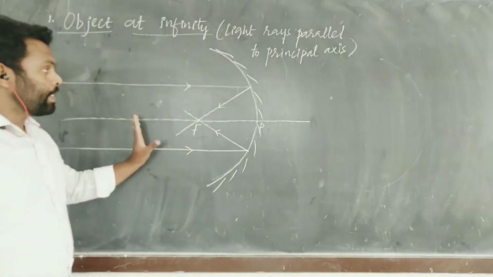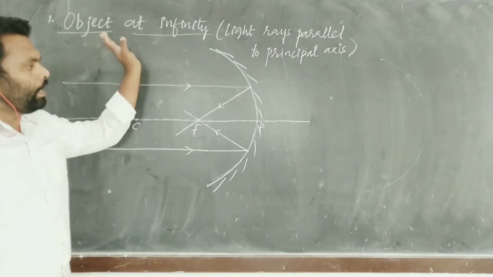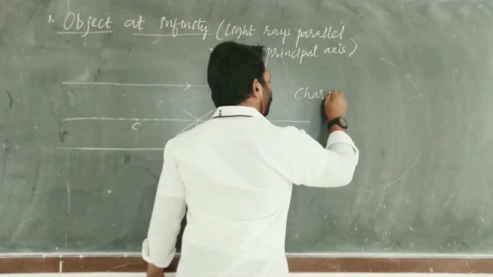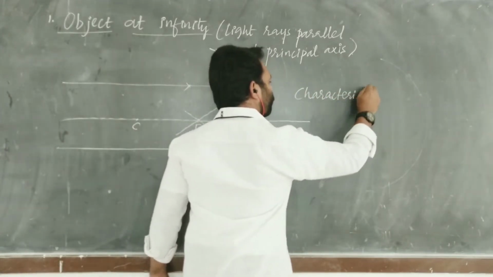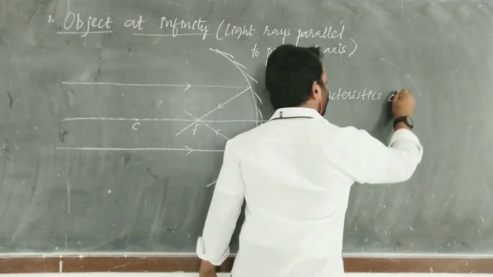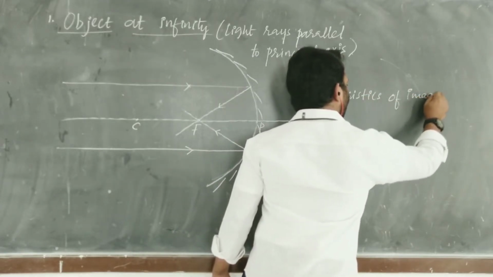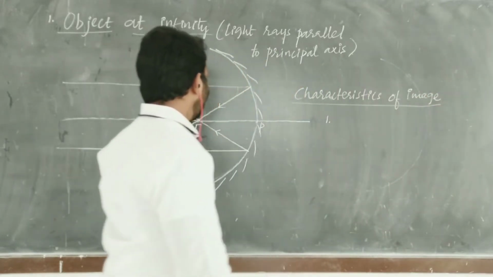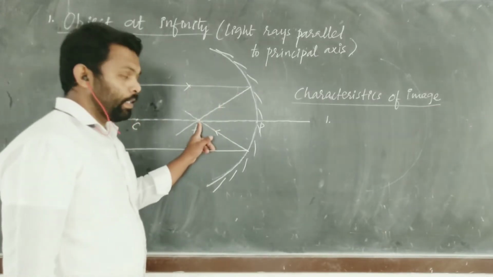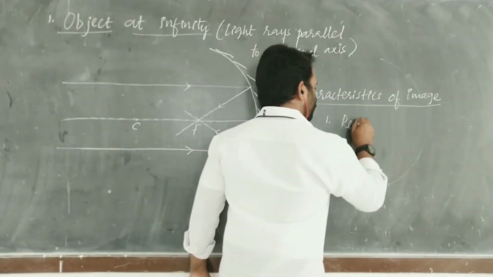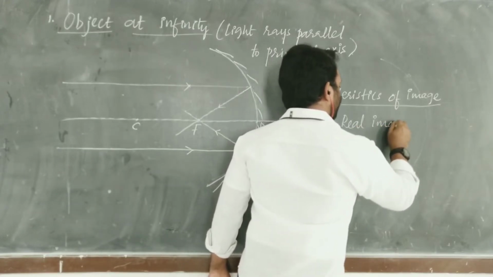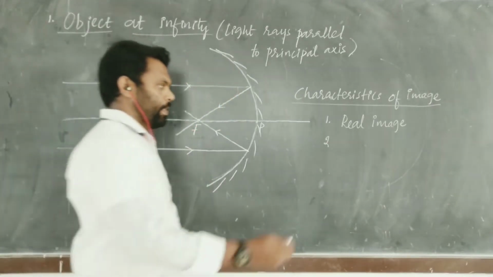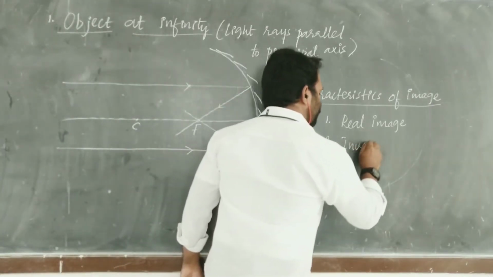Now let us see characteristics of image formed when object is at infinity. So what are the characteristics of image? First one, as reflected light rays are intersecting, the image is real image. So a real image is formed. And second one, all real images are inverted images. So it is inverted image.